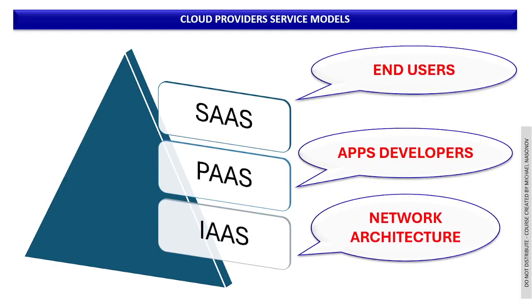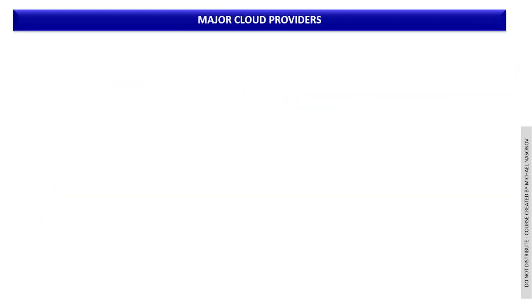What does it mean? Software as a service is good for end users only. Platform as a service is good for actual application developers. And infrastructure as a service is good for network architects. Let's take a look at the major cloud providers. Basically, all three of them are providing practically identical services with some minor differences.